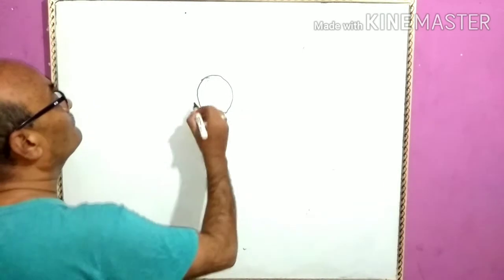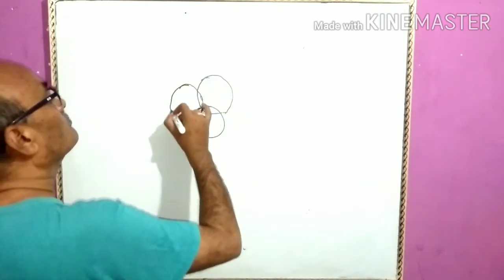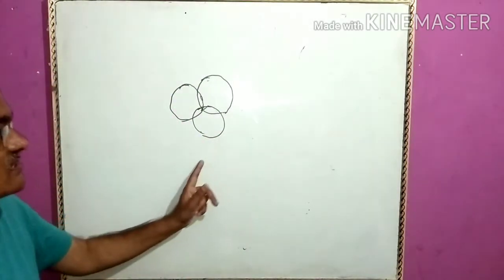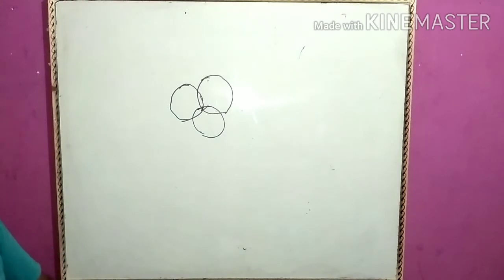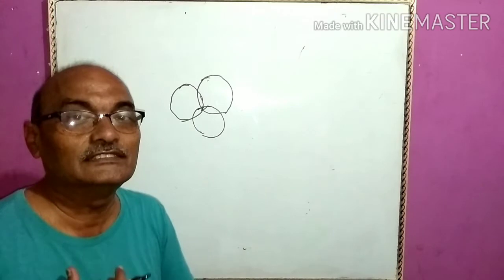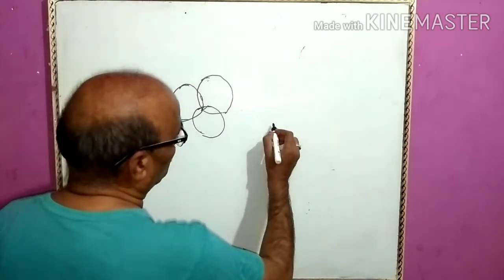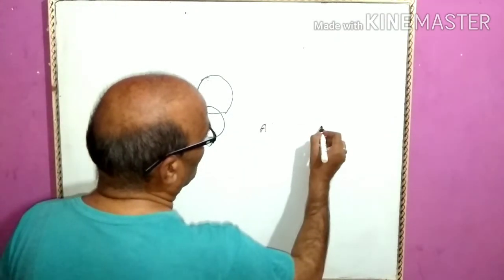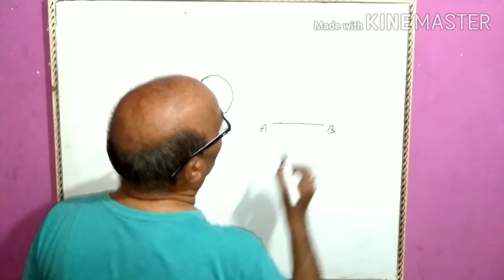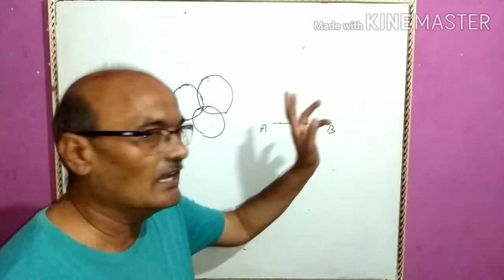In this way, if you wish, then you can draw many circles through a single point in a plane. Now, when we are asked how many circles can pass through two different points, let us see. Suppose there is a point A and a point B, and we have to tell how many circles will pass through A as well as B.